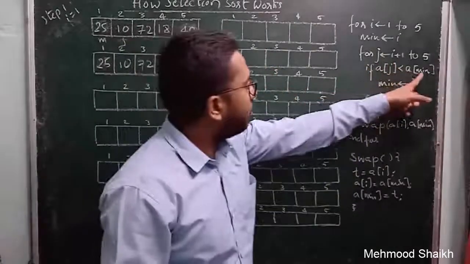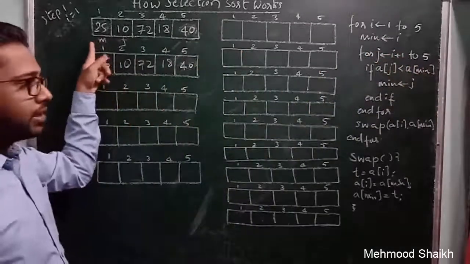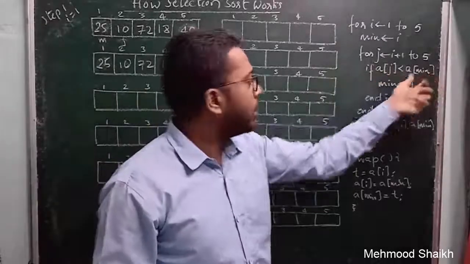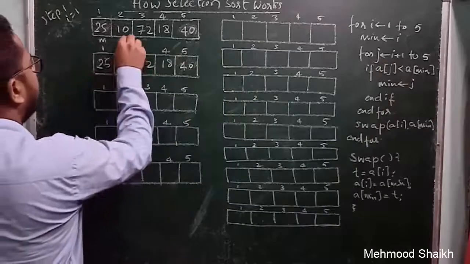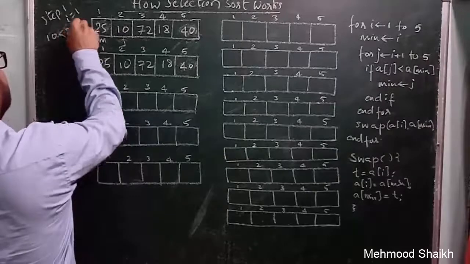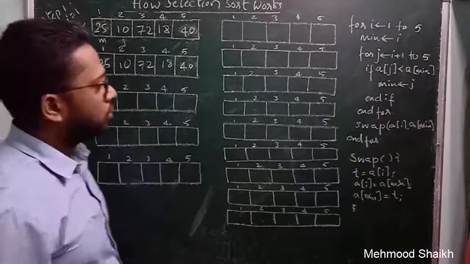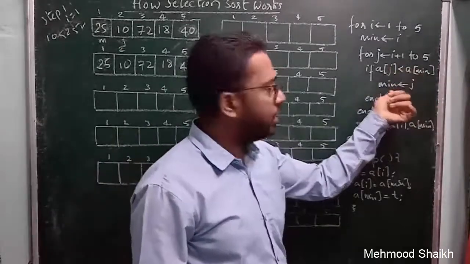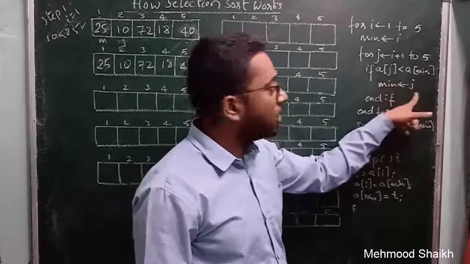And we have pointed minimum to the first index. So we will make a comparison between the second element and the first element. Now, a of j is less than a of minimum. a of j is the second element, so now is 10 less than 25? Yes, since 10 is less than 25, the condition becomes true. Then we will pass the value of j to min. That means we are changing the minimum element to the second element.